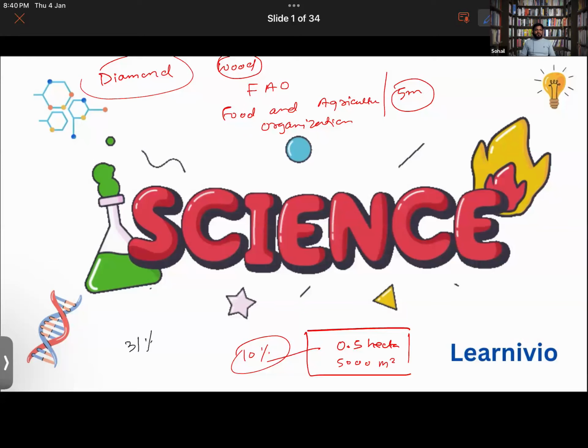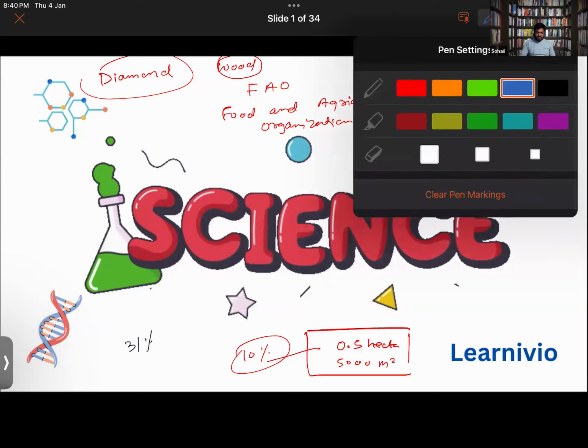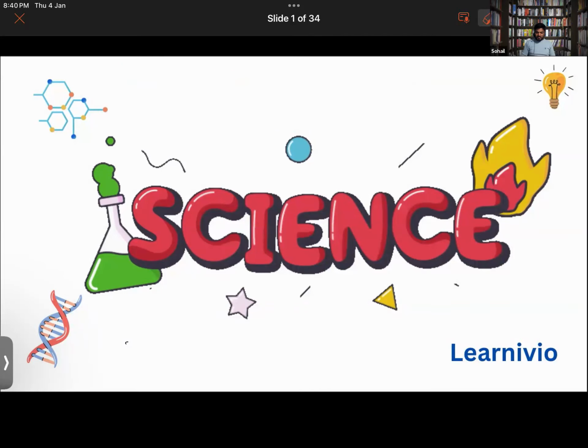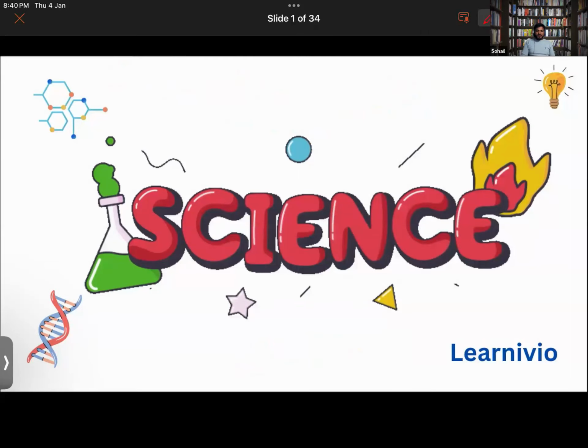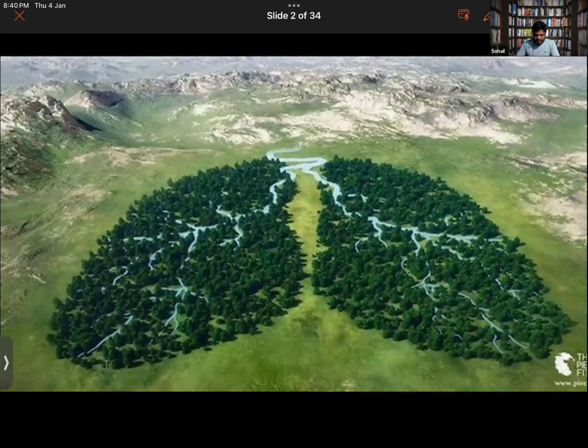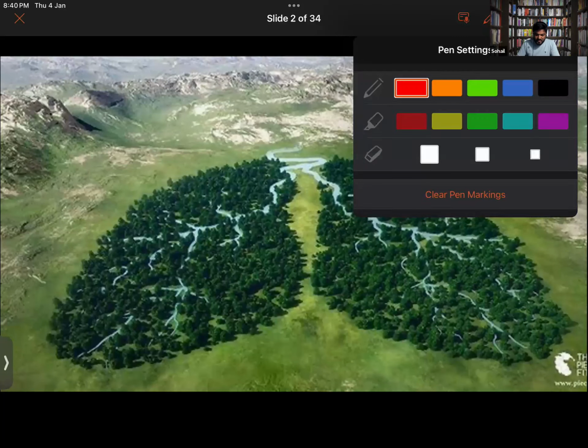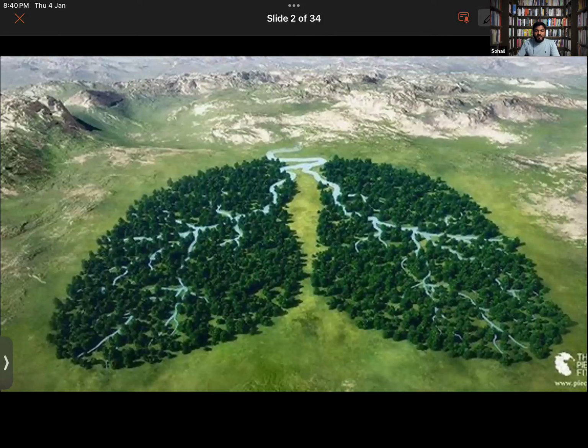Hope you guys are getting it. Before we actually study the factual and conceptual things in the class, there are a few important things we should be discussing about forest. Right now we are just discussing some general things in regard to forest. What does this image represent? Lungs. Yes, forests are called the lungs of the earth.